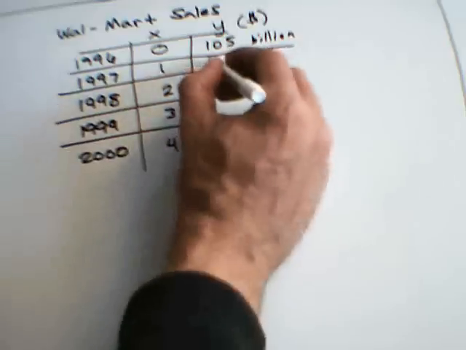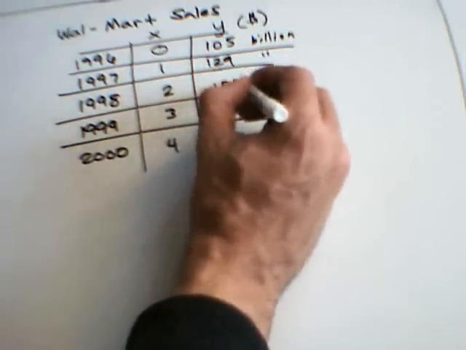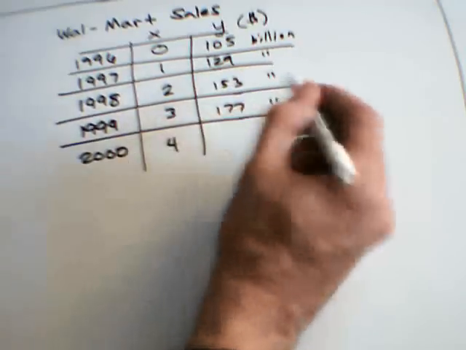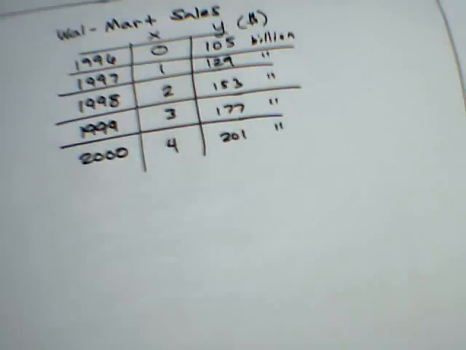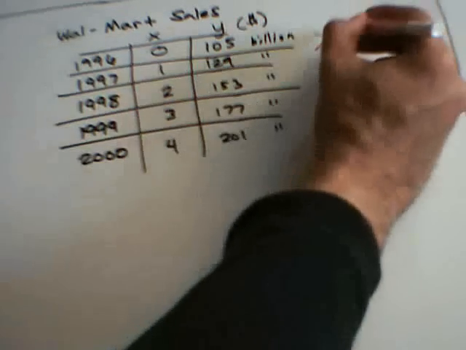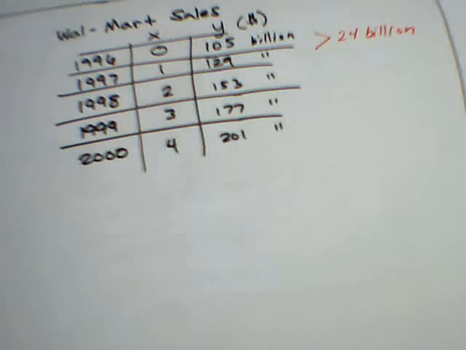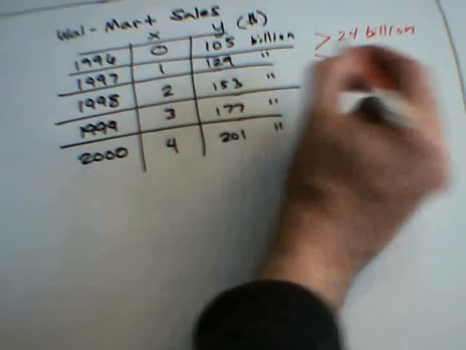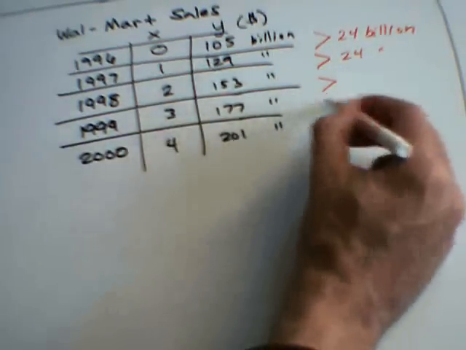Right? In 1997, 129 billion. In 1998, 153 billion. Then 177 billion, and then 201 billion. As I've said, this is slightly idealized. This is not the exact data. Notice that the difference here each year is that the sales increase by 24 billion. Right? 129 minus 105 leaves us with 24. 153 minus 129 leaves us with 24, and so on. Each one of these, there's a difference of 24. Okay?